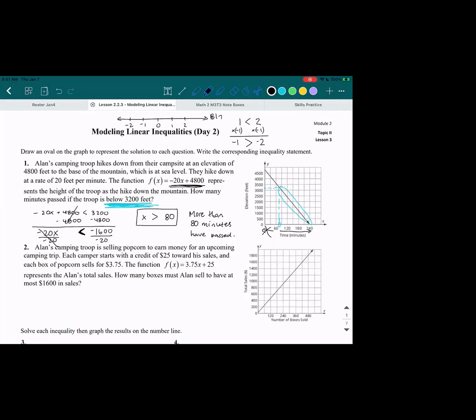Wait, why can't I write my letter G? There you go. Numbers on the left are smaller. Okay?